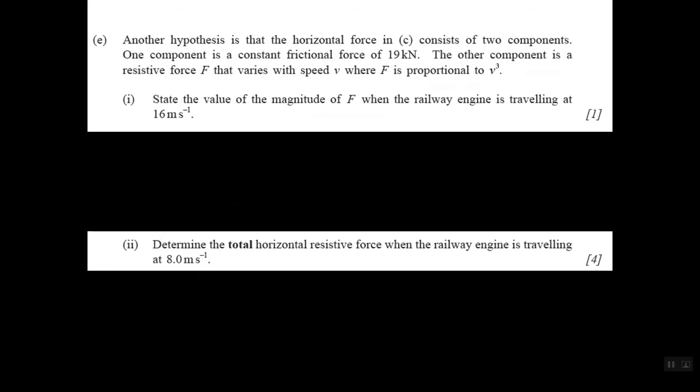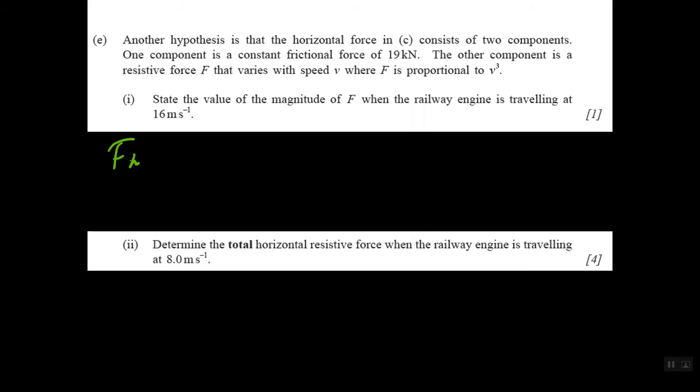Another hypothesis is that the horizontal force in C consists of two components. One component is a constant frictional force of 19 kilonewton. The other component is a resistive force F that varies with speed v, where F is proportional to v cubed. State the value of the magnitude of F when the railway engine is traveling at 16 meters per second.